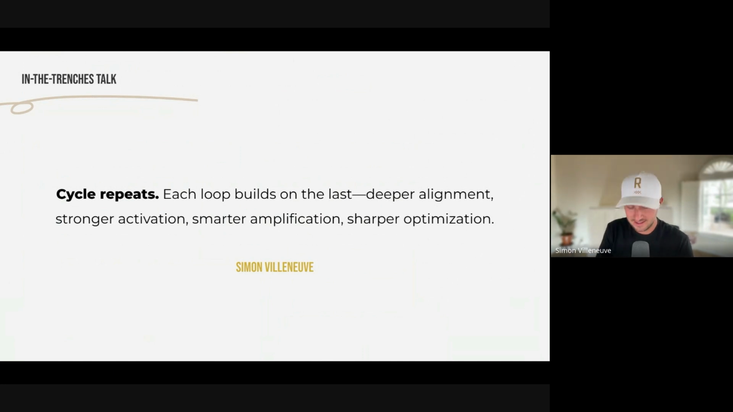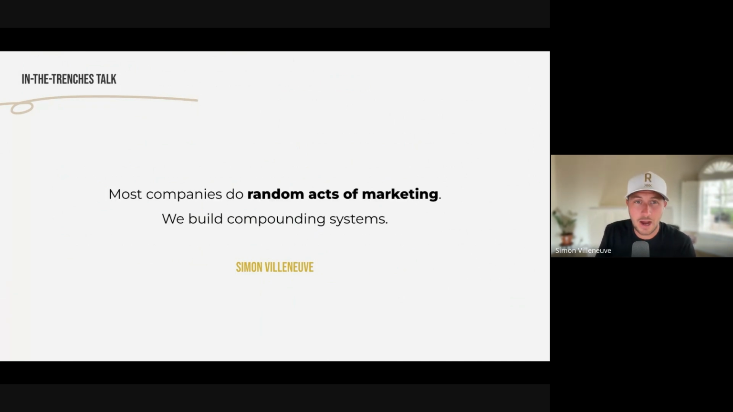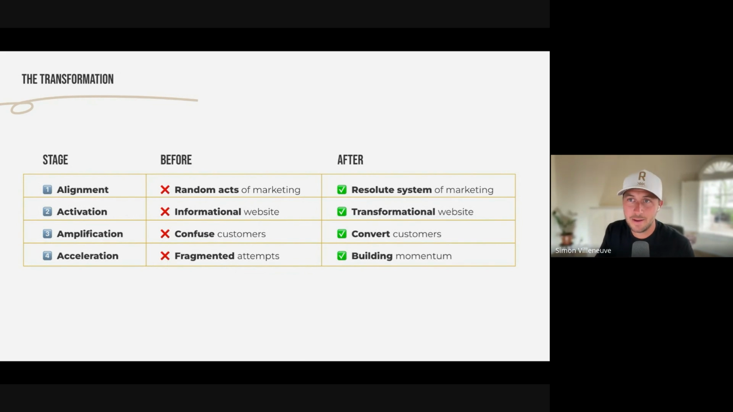Then the cycle repeats. Each loop builds on the last: deeper alignment, stronger activation, smarter amplification, and sharper optimization. Most companies do random acts of marketing. No go. We build compounding systems. Growth is all about compounding. And in order to grow, you need a compounding system. And so what's going to happen when you start to implement the acceleration loop process in your company, in order to solve this problem, and you do it in this order, is a few things are going to happen.